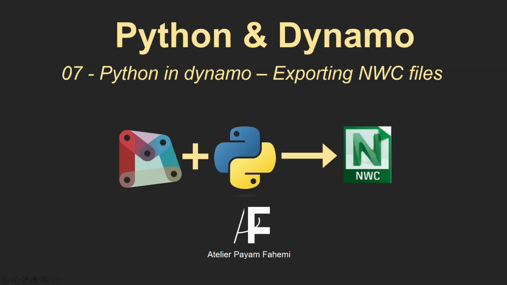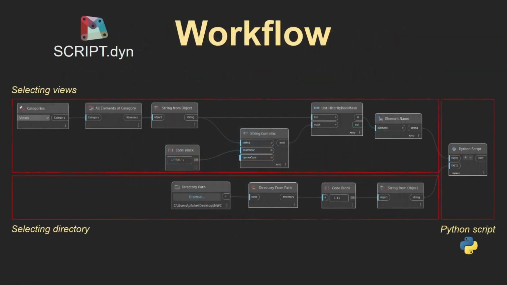In this tutorial I'm going to describe how to export NWC file formats from Revit to use them inside Navisworks. Let's take a look at the Dynamo script, which is composed of 3 blocks. In the first part we are going to select and filter our views. In the second one, we are going to select our directory and directory paths. And finally, we are going to have our Python script.